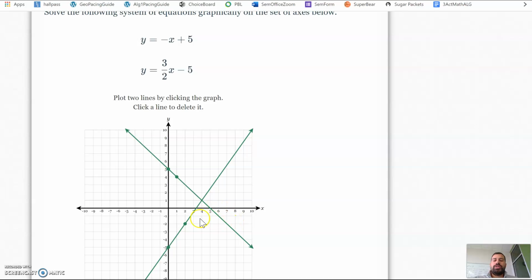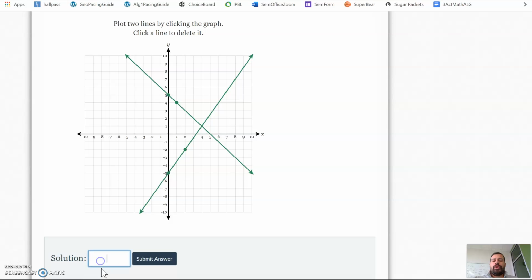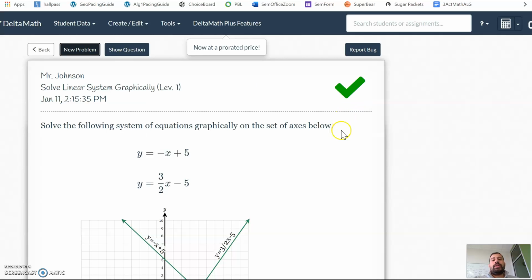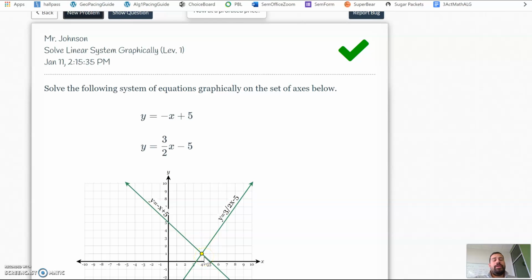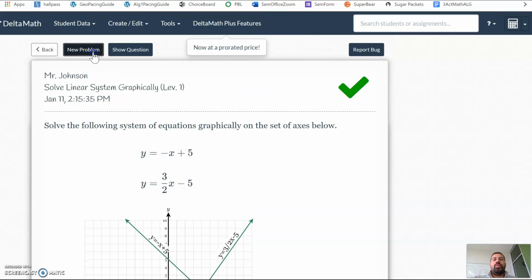So where do they cross? That point is at 4, 1. So I'm going to go down here and I'm going to enter 4, 1 as an ordered pair. And I have the check mark here showing me that I've done that correctly and I found that intersection point. Let's do one more like this.